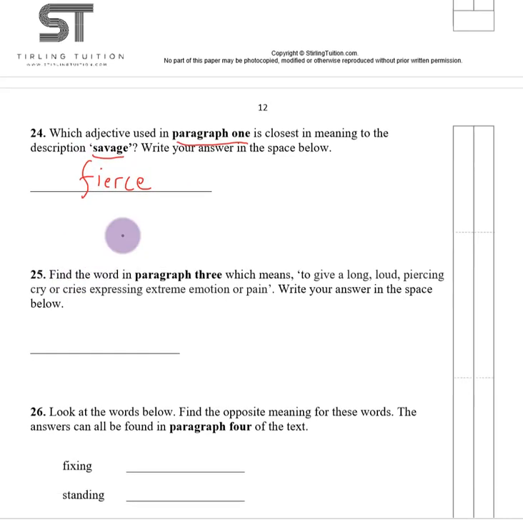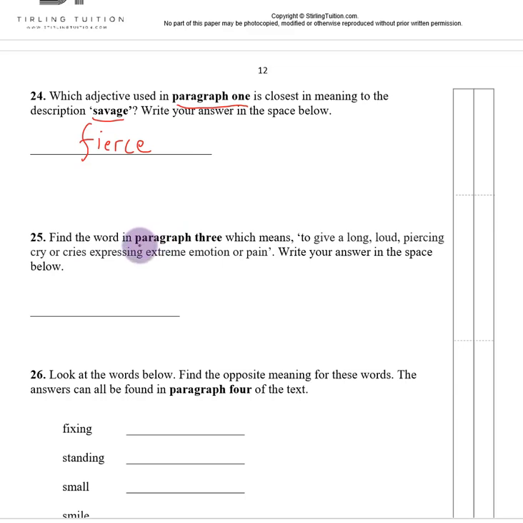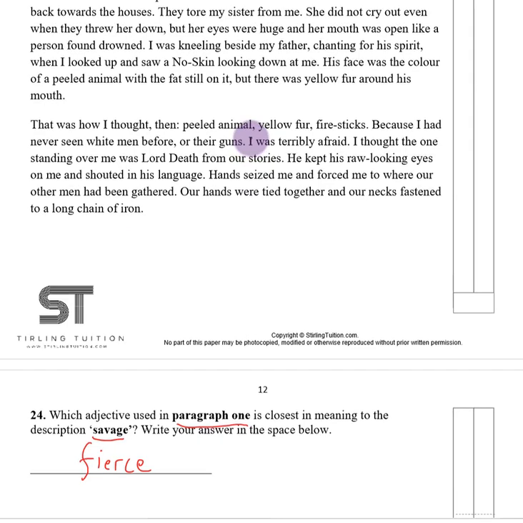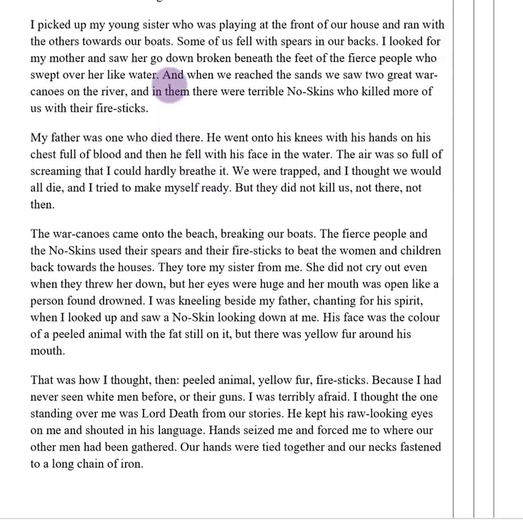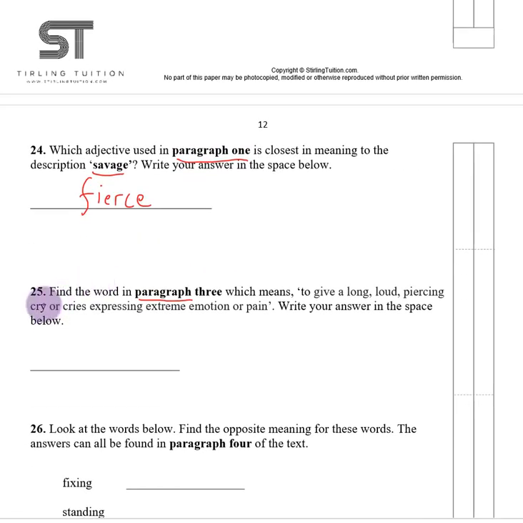Now, number 25. Find the word in paragraph 3, which means to give a long, loud, piercing cry or cries expressing extreme emotion or pain. So in paragraph 3, we're looking for a long, loud cry. We've got 1, 2, and 3. This is what we're after here, screaming. So pop that in. 25, screaming.